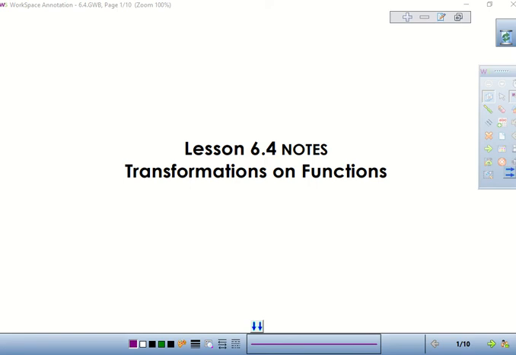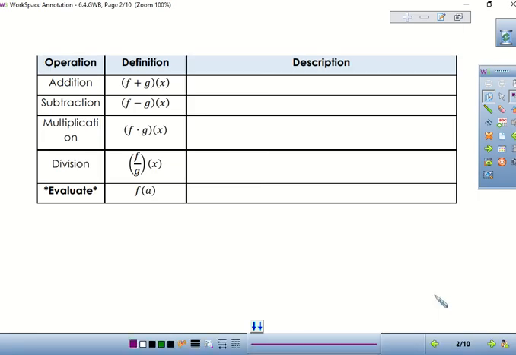Right. So today we are going to be doing 6-4, which is going to be transformations on functions. A lot of these operations you've already seen in the past, but you're going to see them in a different way, with different notation. So you may see notation like this, notation of adding functions, subtracting functions, multiplication, division, and evaluation.